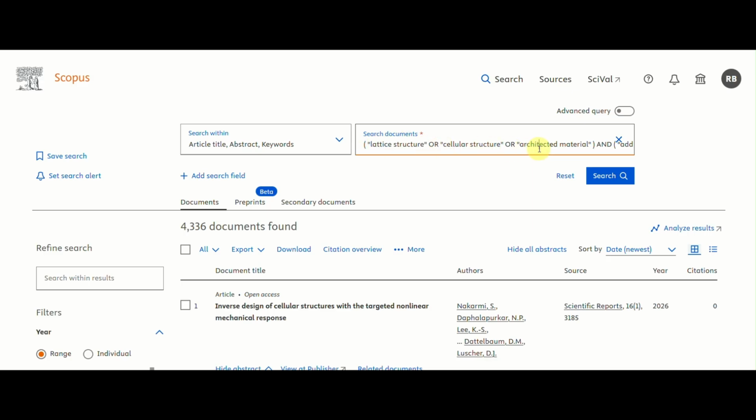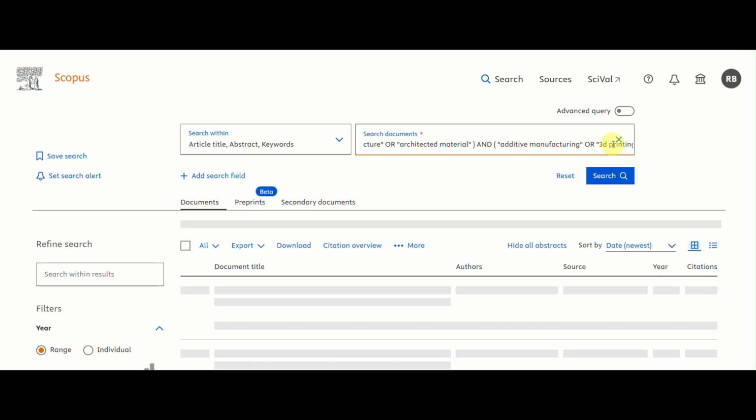So this is how one can search for different research articles within our domain, so that we won't miss any research article. This is very important, you guys. Even this additive manufacturing is a keyword. Some other research fellows call additive manufacturing 3D printing. Okay, let's see.